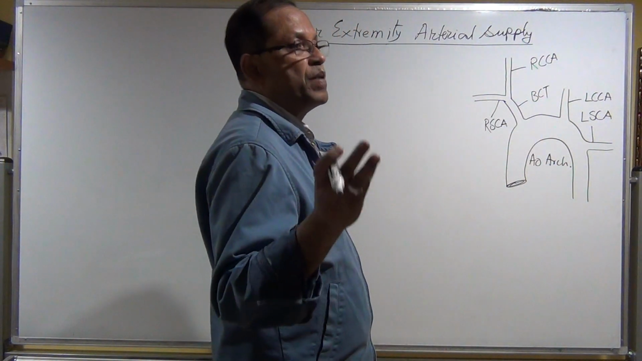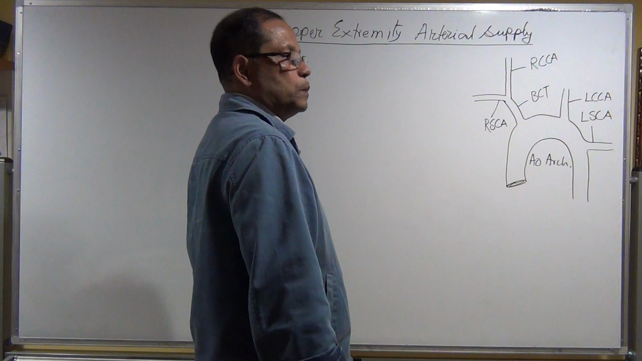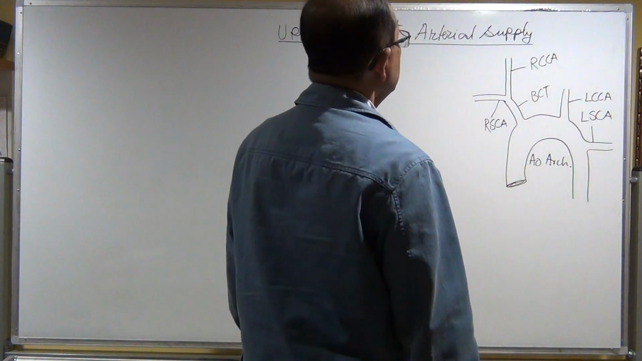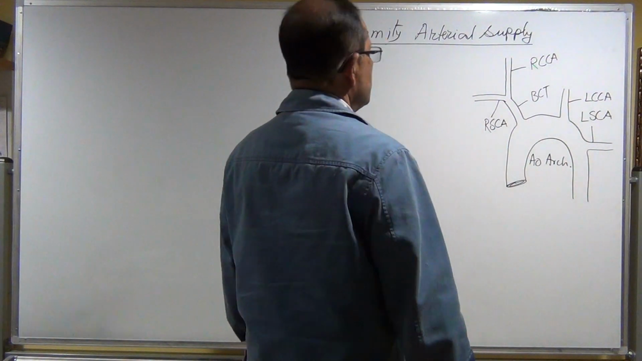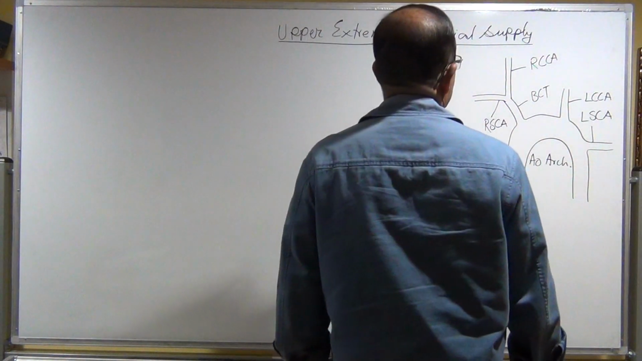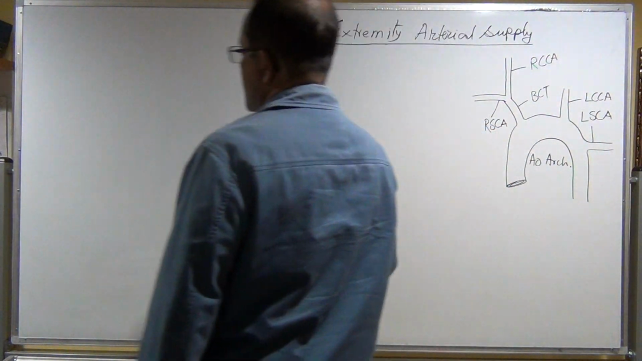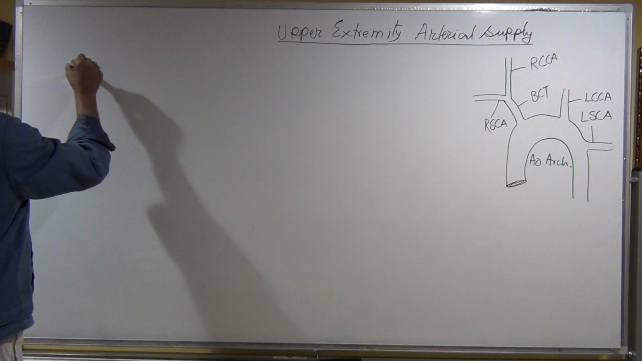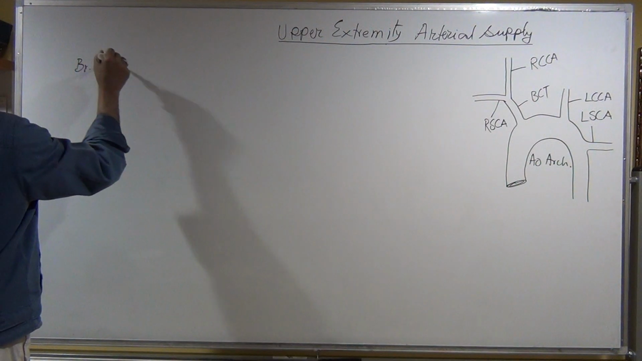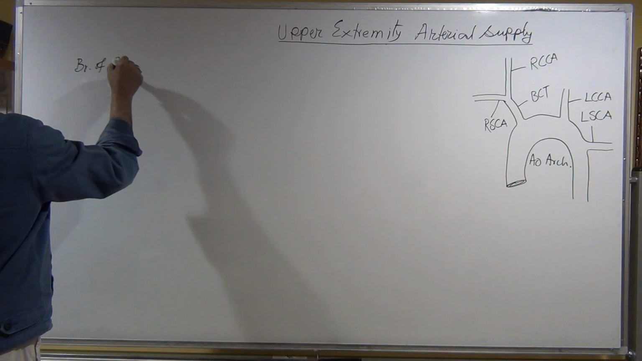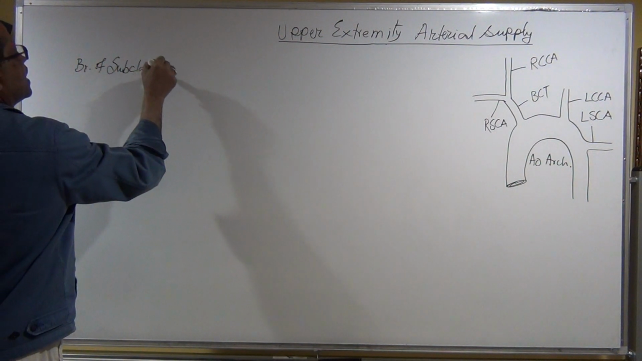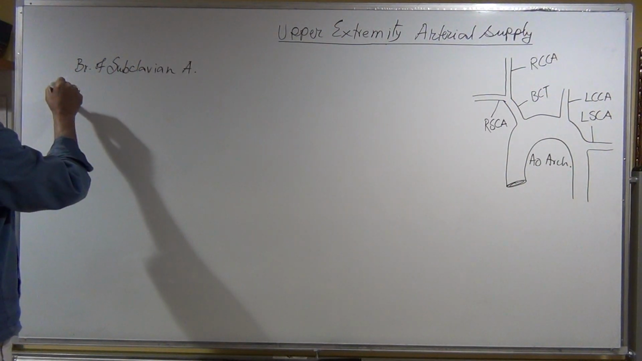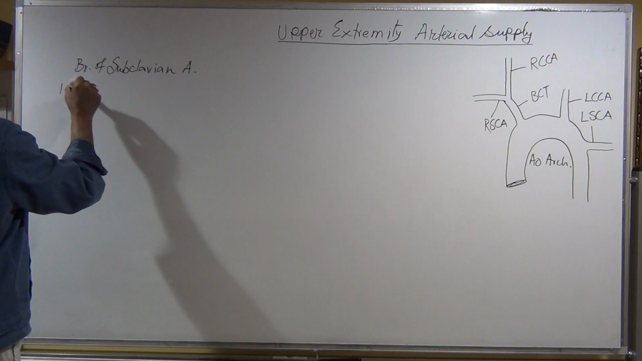Now the subclavian artery gives a couple of branches, five to six branches, usually five. We'll discuss all those things and I will show you. So, branches of the subclavian artery, let me write down here first. Number 1, vertebral artery.